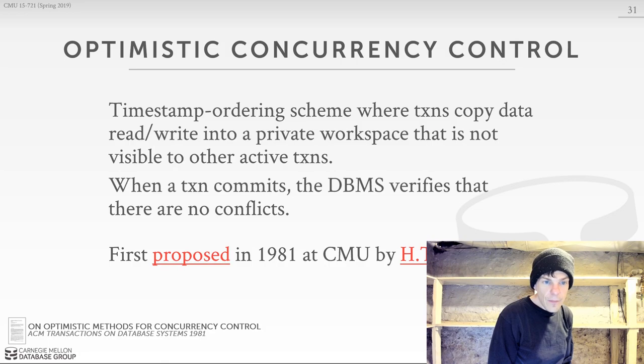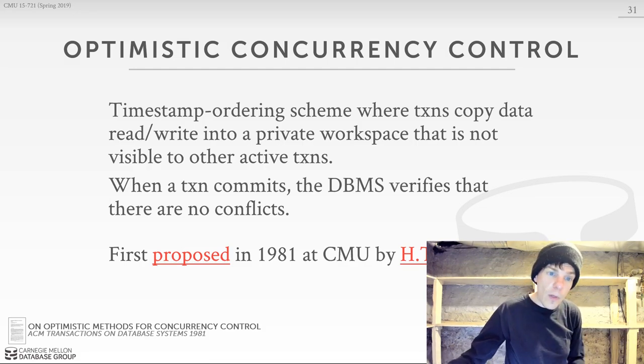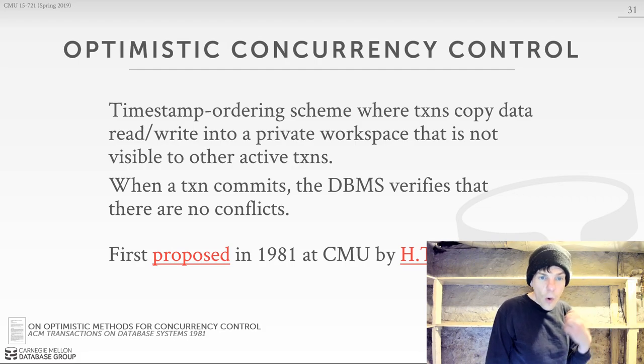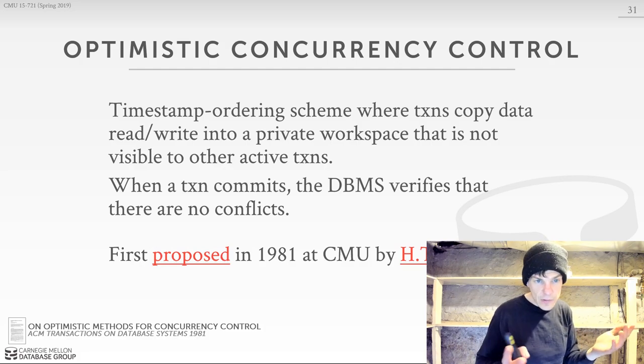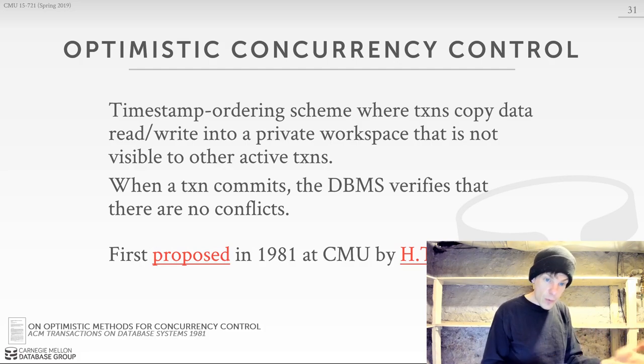Now a more well-known, more sophisticated approach to timestamp ordering is called OCC, or optimistic concurrency control. Think of this as almost like a multi-version system, but instead of having the versions be visible to other transactions, they're only visible to our transaction, because we make all our changes to a private workspace. Only when we go to commit, and after we verify that there are no conflicts with any other transactions, do we install the updates from our private workspace into the global database. And now our changes are visible to everyone.